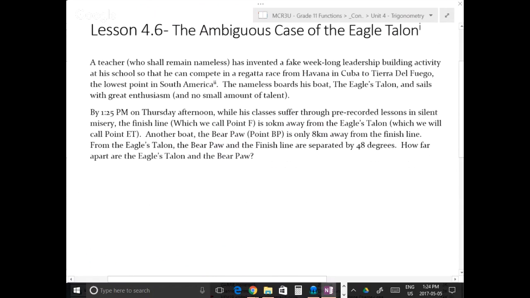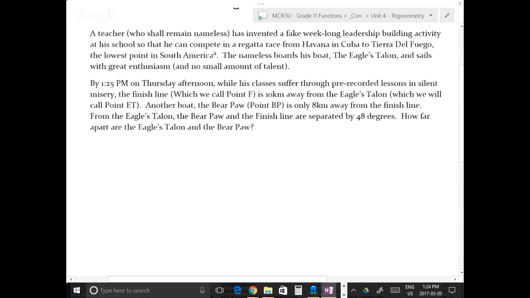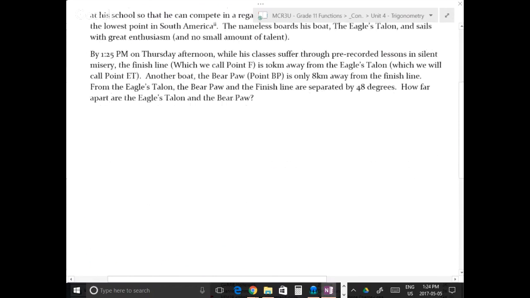So this nameless teacher boards his boat. He very patriotically, in support of his school, calls it the Eagle's Talon, and he sails with great enthusiasm and no small amount of talent down the coast. So by 1:25 p.m. on the Thursday afternoon, while his classes suffer through pre-recorded lessons in silent misery, the finish line, which we shall call point F, is 10 kilometers away from his boat, the Eagle's Talon.